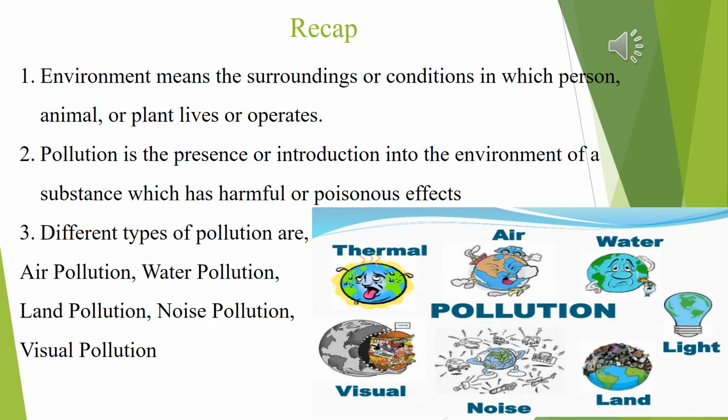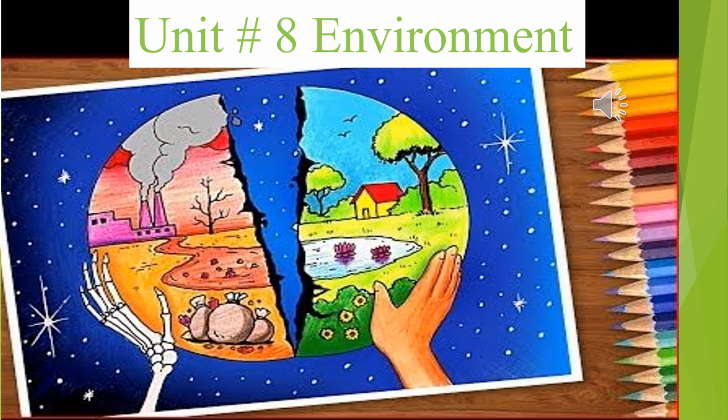Environment means the surroundings or conditions in which a person, animal, or plant lives or operates. Pollution is the presence or introduction into the environment of a substance which has harmful or poisonous effects. Different types of pollution are: 1. Air pollution. 2. Water pollution. 3. Land pollution. 4. Noise pollution. 5. Visual pollution.